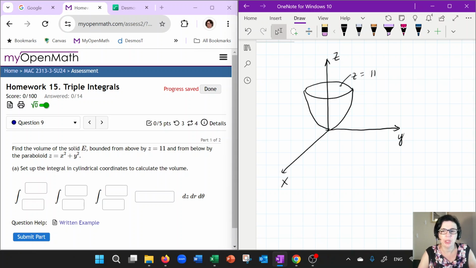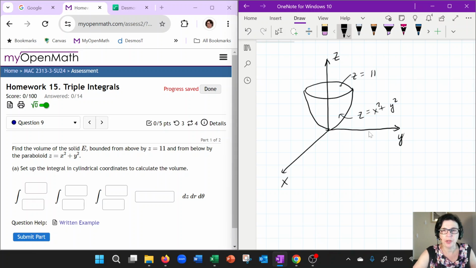Hi everyone, in this video we are going to take a look at using cylindrical coordinates to compute the volume of the following solid. So it's a paraboloid, so that would be z equals x squared plus y squared, and on the top it's bounded by z equals 11.